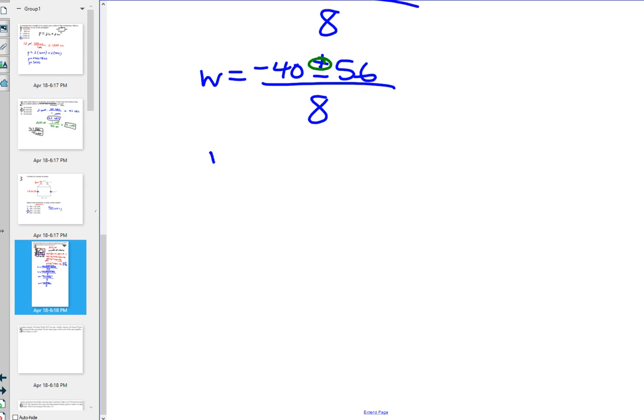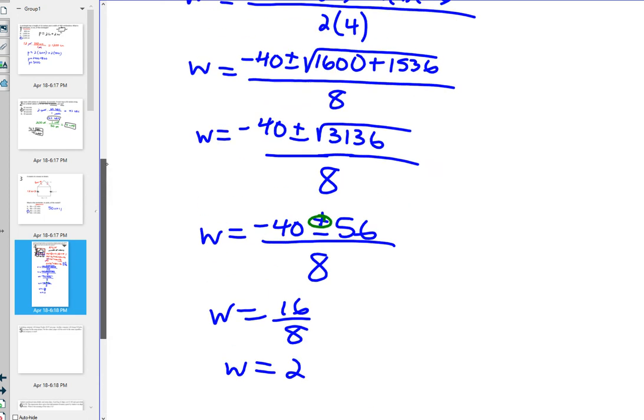Negative 40 plus 56 is 16. Divided by 8 is 2. On the Google form, you would have just put 2.